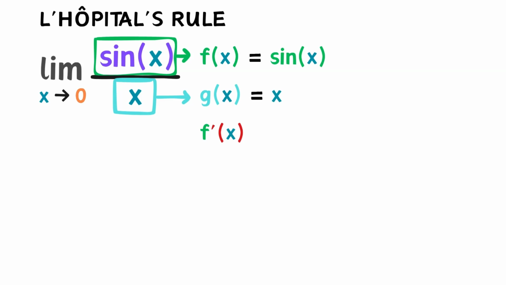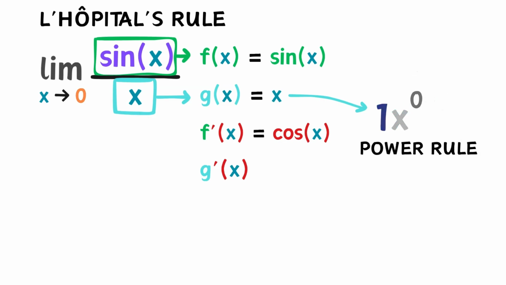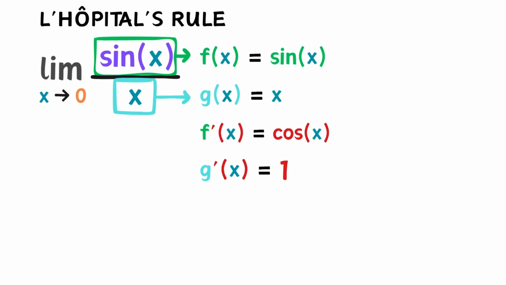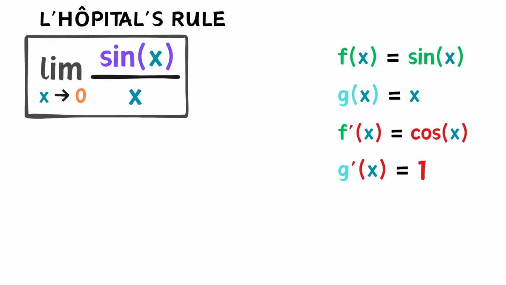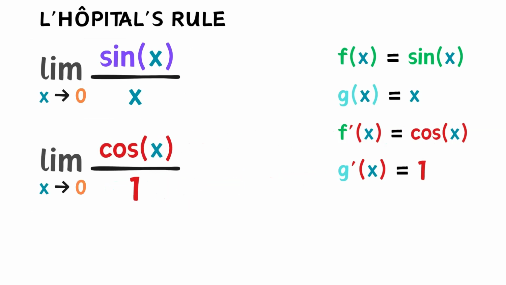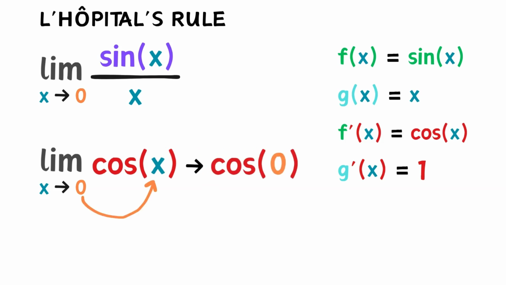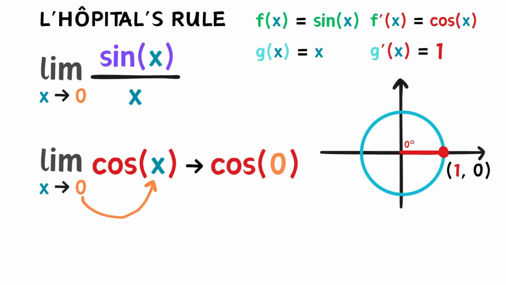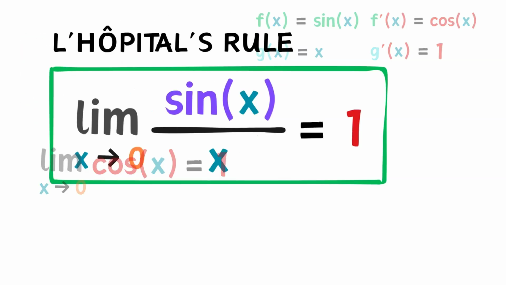The derivative of the numerator, or sine of x, is cosine of x, and the derivative of the denominator, or x, is 1. Both derivatives exist. According to L'Hopital's rule, now we take the limit of cosine of x over 1, or just cosine of x. Directly substituting in 0, we get cosine of 0, or 1, which is the limit.